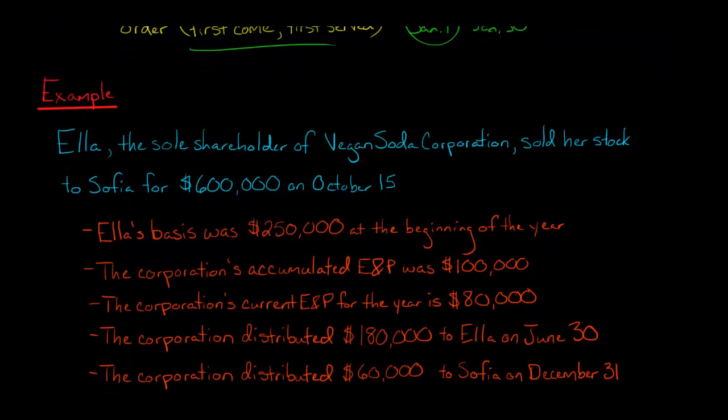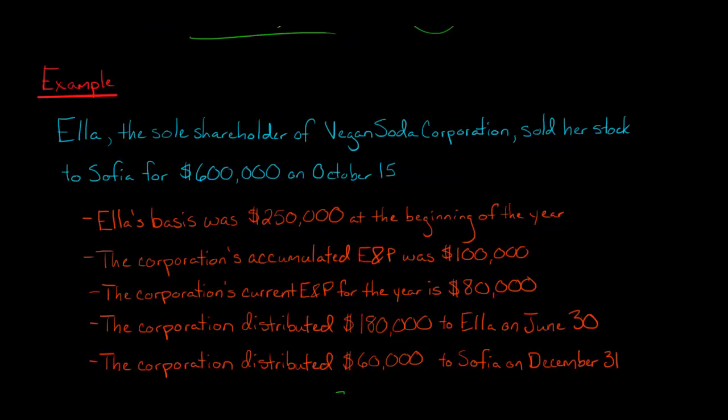Okay. Now, we've got two distributions that happened during the period. We've got distribution number 1 right here. So the corporation gave $180,000 to Ella on June 30th. Okay, so on June 30th, Ella got $180,000, and the question is, how is that going to be treated? How much of this $180,000 is going to be a dividend?